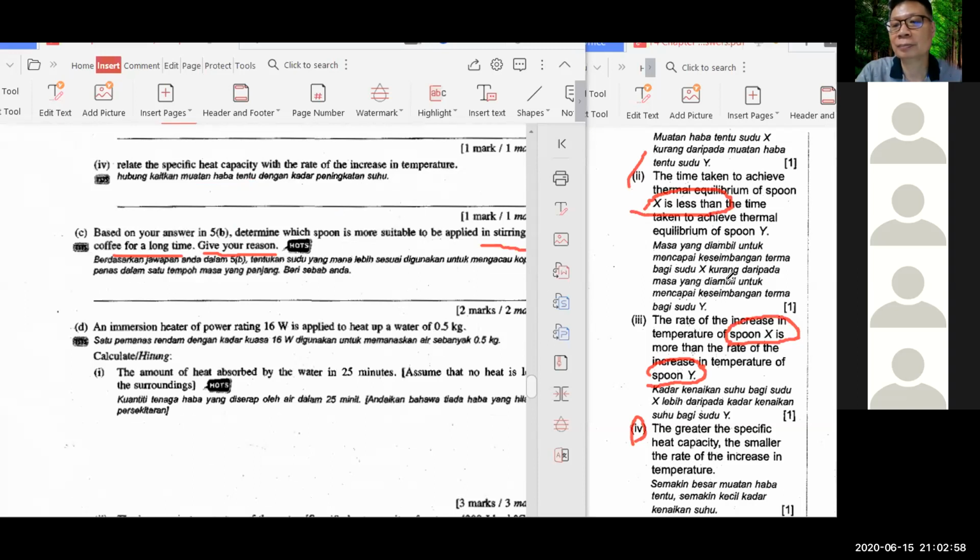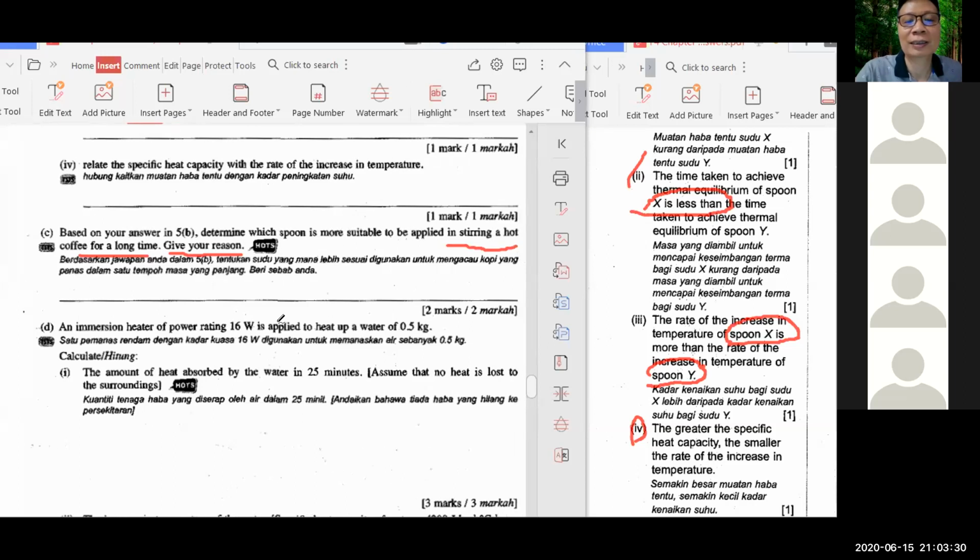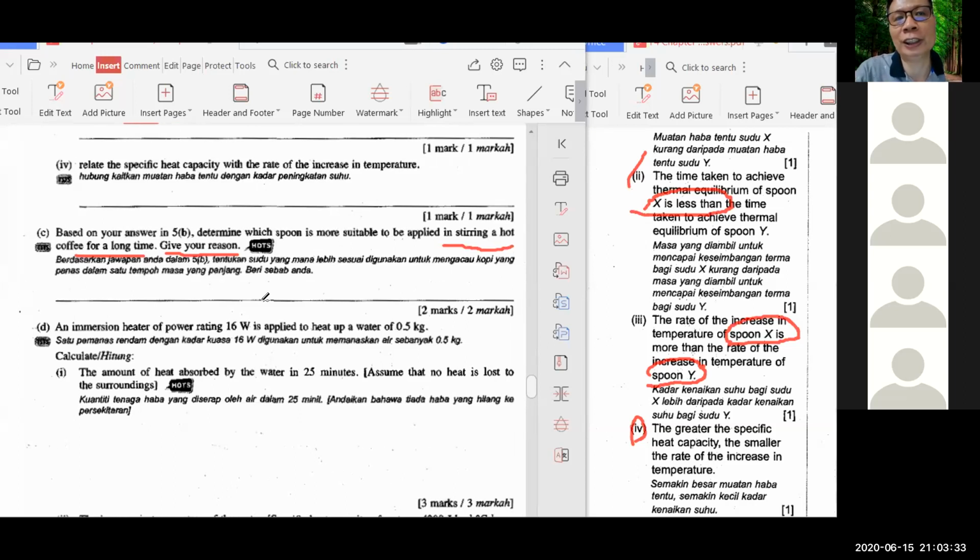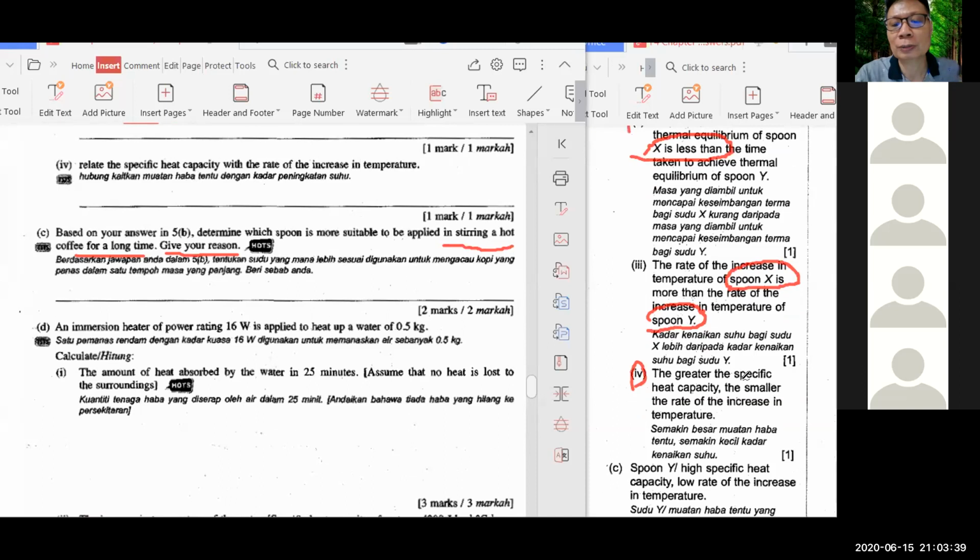Kian Leong, you choose X or choose Y? The spoon to stir the coffee. Choose Y. What is the reason? Why choose Y? If we choose X, our hand will get burned. Yes, very good. Kian Leong, very smart. You are correct. You must choose a spoon which is not easy to get hot. You can hold it, isn't it? So the answer is definitely Y.